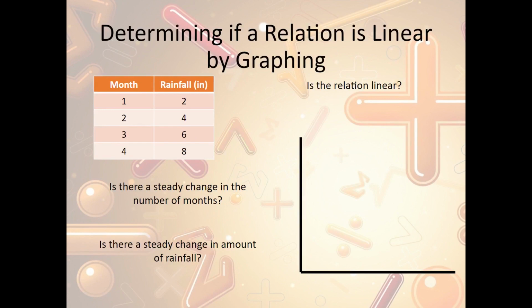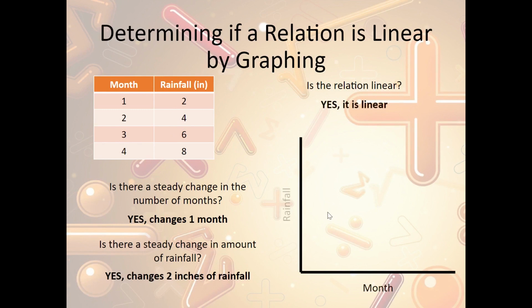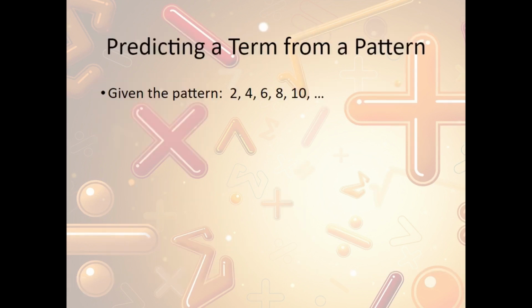Let's take a look at the table. We have our months, and we see that there is a steady change. We're adding 1 month each time. And in rainfall, we can see that we have a consistent change also. We are adding 2 inches each month. Therefore, if we were to plot these points, it would look like this, and we can see it does form a straight line. And yes, it is linear because we have a consistent change of addition.